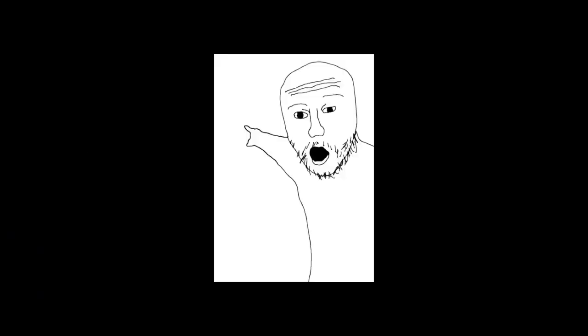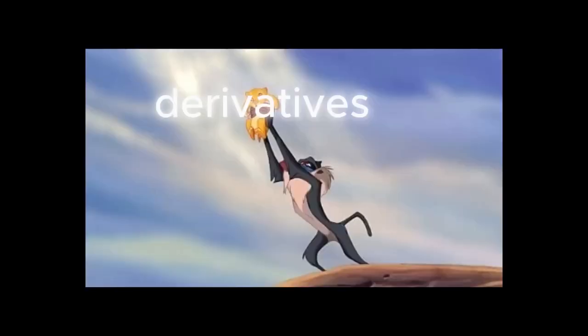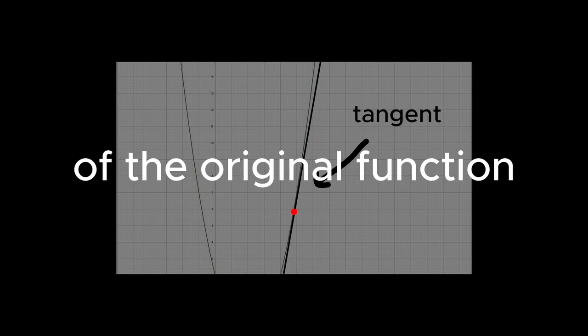They were also used to point out the holy grail of calculus, or at least the second holy grail, derivatives. Derivatives are used to calculate the rate of change in a function at a certain point. If we zoom in on a function, we can see that it's basically just a straight line. Now let's draw a line right here. This is called a tangent, and is the derivative of the original function.